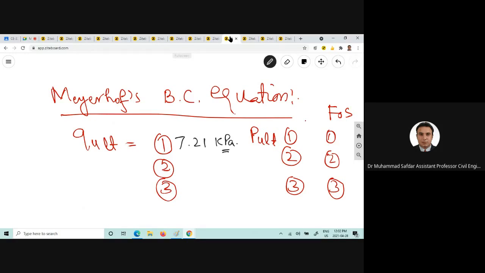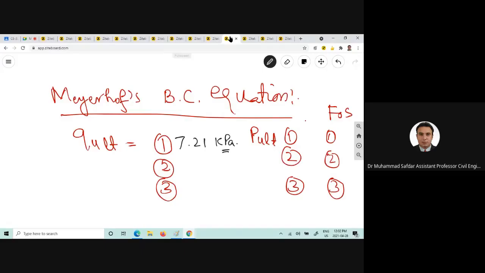Give me those two readings so that we can continue with the P ultimate or the load which is applied. Q ultimate is basically the pressure or the stress which is applied onto the soil, and how much load can be taken by the soil would be the P ultimate, and that would be stress divided by the area.